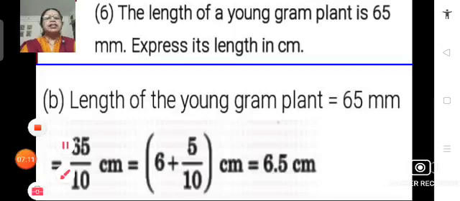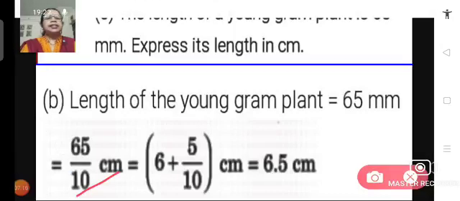So 65 millimeters will be equal to 65/10 centimeters, which gives us 6 plus 5/10 centimeters. So it is 6.5 centimeters. So the length of young gram plant is 6.5 centimeters.